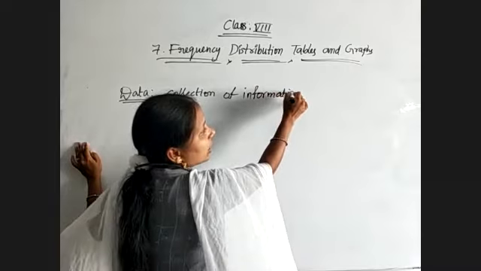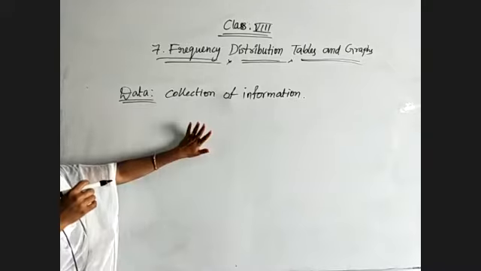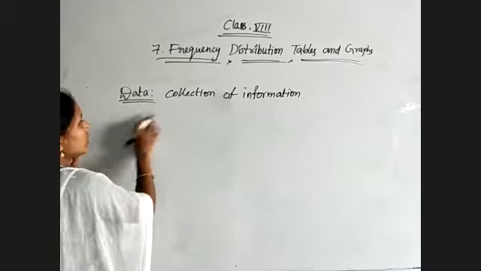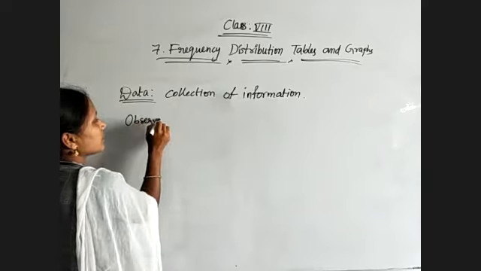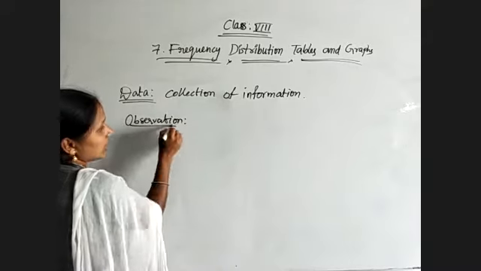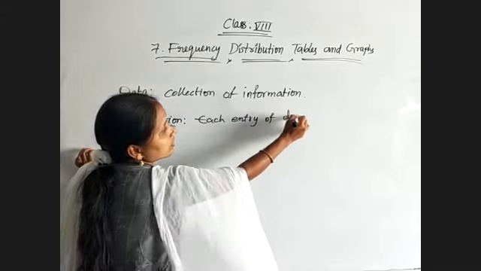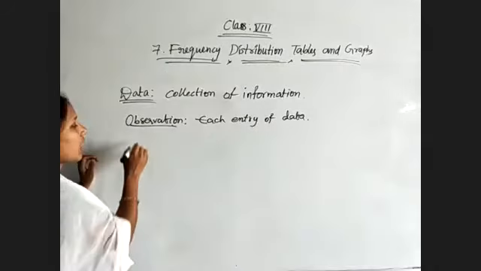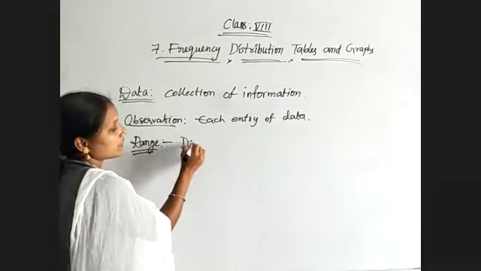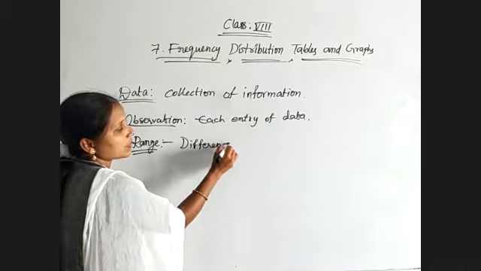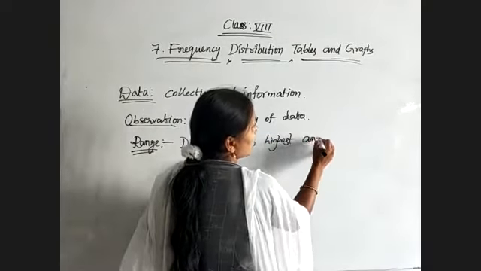We will always recall this. After that, we will do problems depending on the three basic central tendency measures. Next, each entry of the data is known as an observation. Each entry in the data is known as an observation. And next, the range of the data is nothing but the difference between the highest observation and the lowest observation.